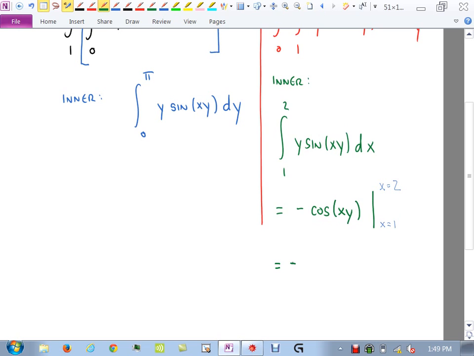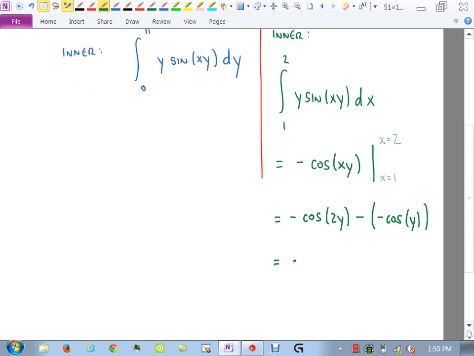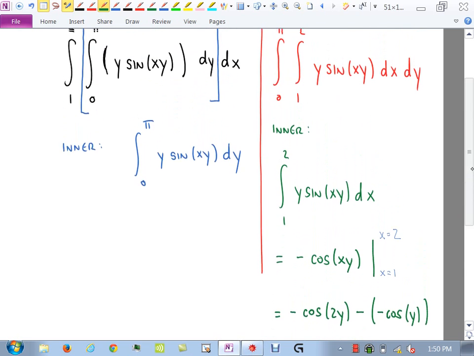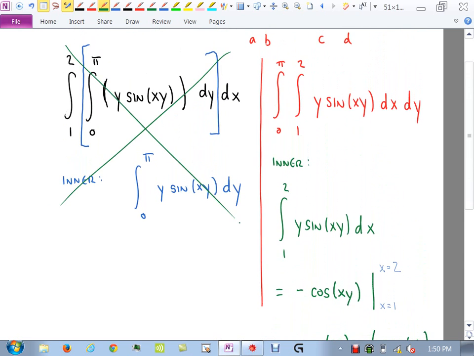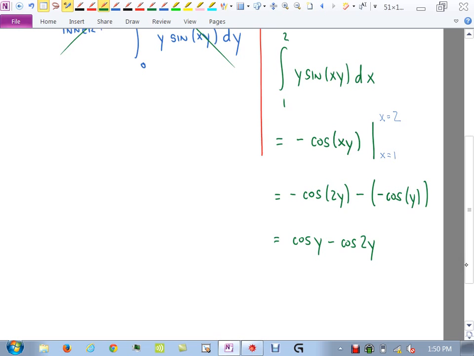Plug in 2, you get negative cosine 2y, right? Minus, now plug in 1, you get negative cosine of y, which turns out to be cosine y minus cosine 2y. Then you can go plug that in to the outer integral. So I think the moral of the story here is that we did not do the first order because it required integration by parts. We've gone this route because the integration was a little easier.